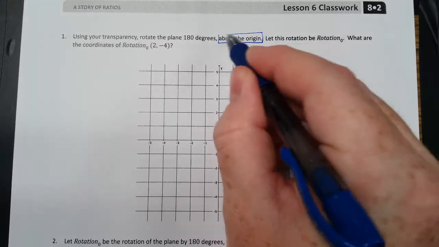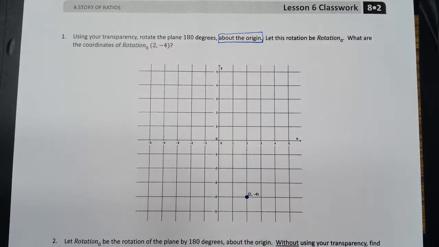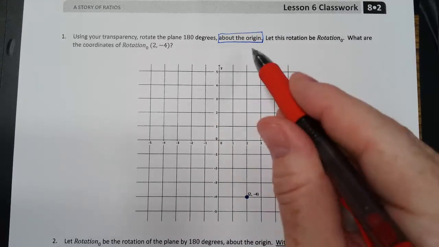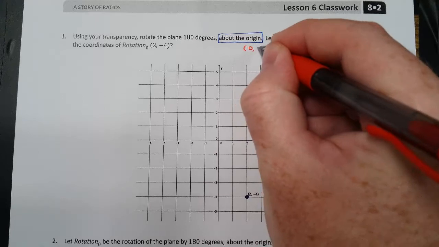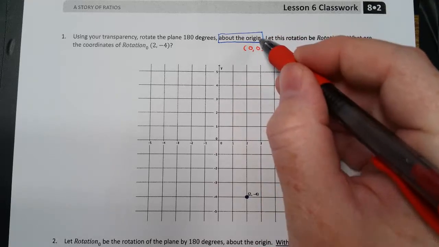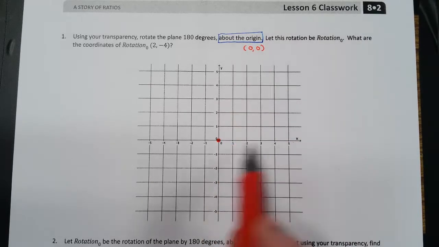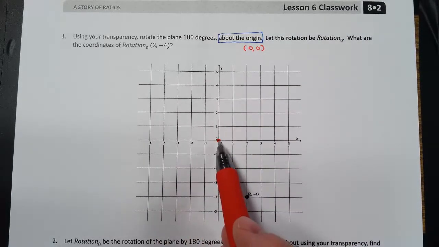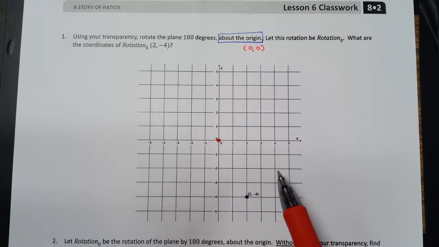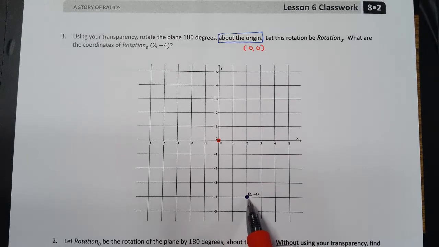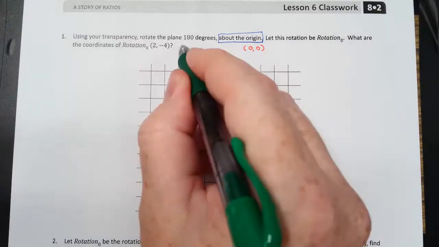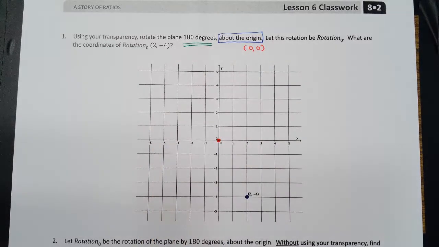Now, about the origin means that is our center point. That is what we are spinning around. And the origin, remember, is 0, 0. Origin is a vocabulary word for right here where the x-axis and the y-axis intersect. This is the origin, point 0, 0. So what we need to do is take this point and rotate it around the origin 180 degrees. So let's do that using our transparency.